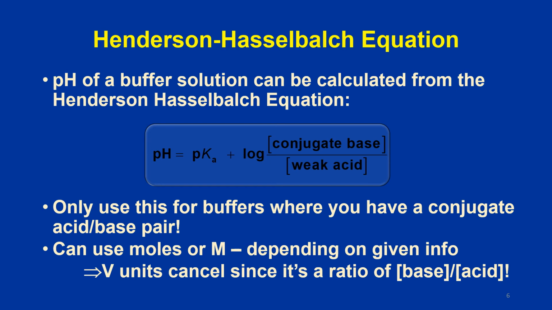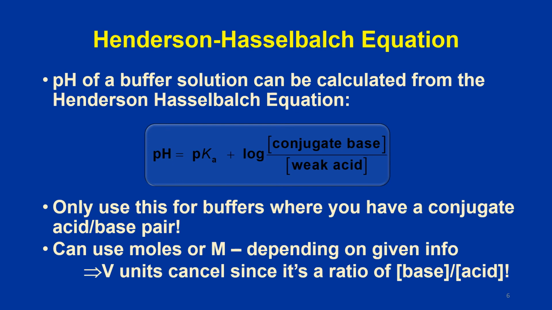In our next video, we'll be taking a look at the Henderson-Hasselbalch equation, and we'll see how we can use that to calculate the pH of a buffer solution, where the equation is pH equals pKa, that's the negative log of the Ka value, plus the log of the conjugate base over our weak acid concentrations. Now, keep in mind, you do not want to use this equation for any other combination. You don't want to use it for a strong acid, strong base combination, for example.